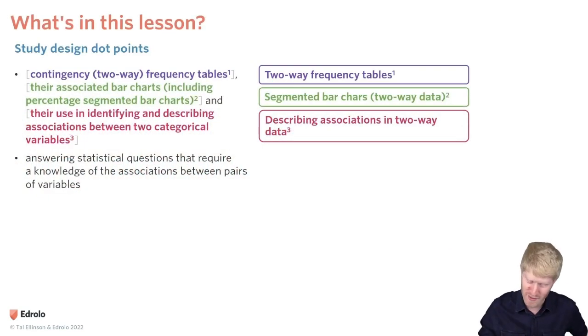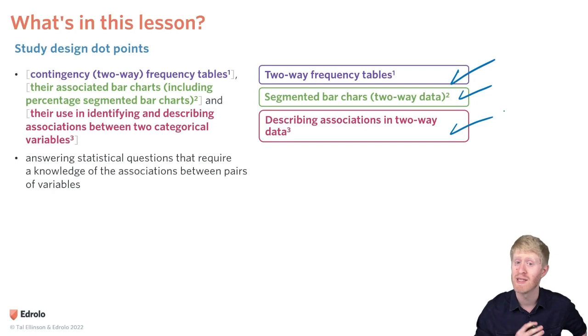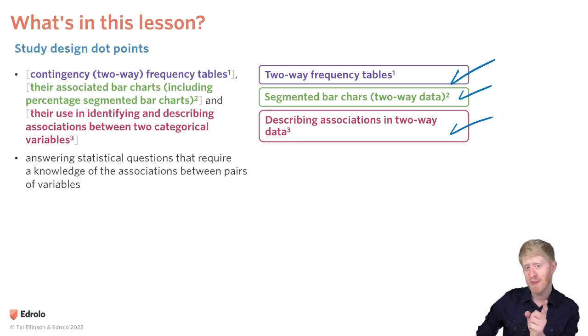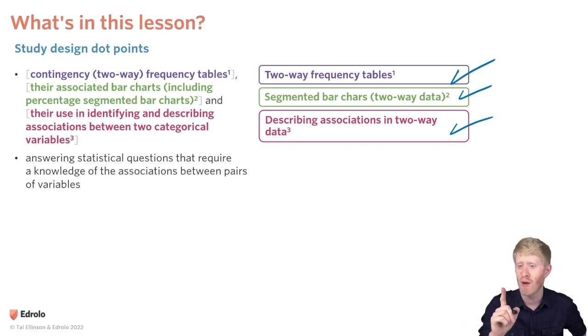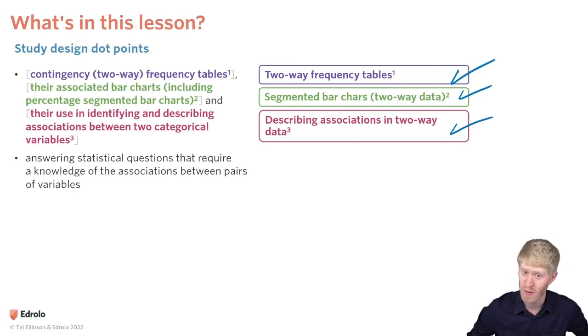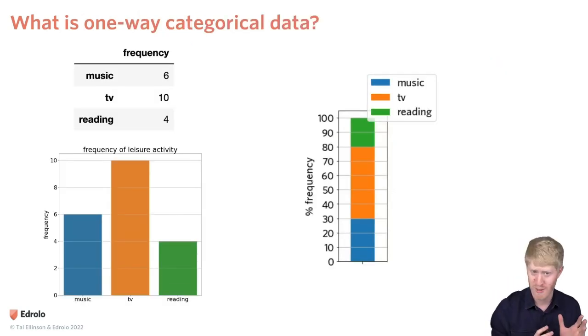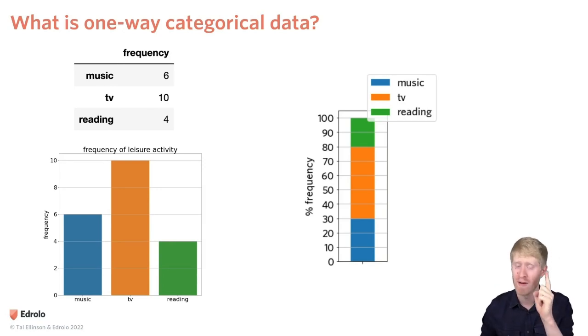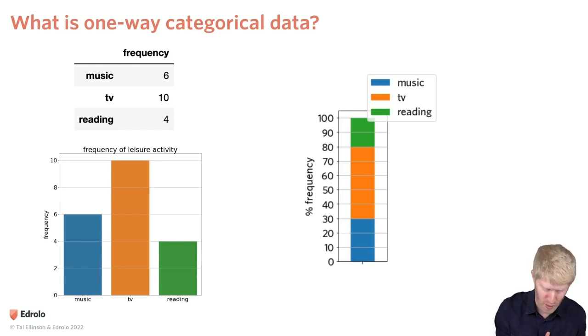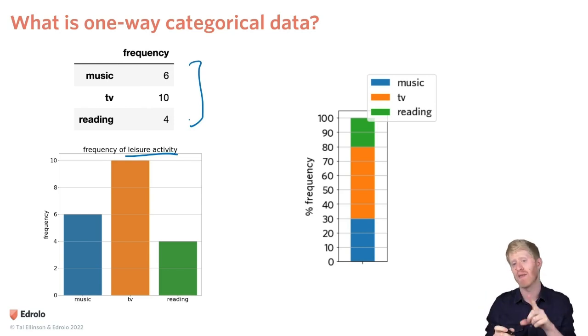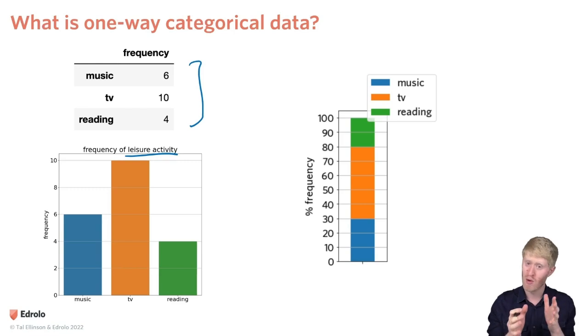And today we have three skills: two-way frequency tables, segmented bar charts, and describing the associations that we see in two-way data. Now this might look a little bit familiar because you've seen one-way frequency tables before. As a quick reminder, a one-way frequency table represents the frequencies of one variable. This is from back in Chapter 1. The variable that we looked at then was leisure activity. And even though there are three entries, they're all part of the same single variable. Leisure activity can be music, TV, or reading.